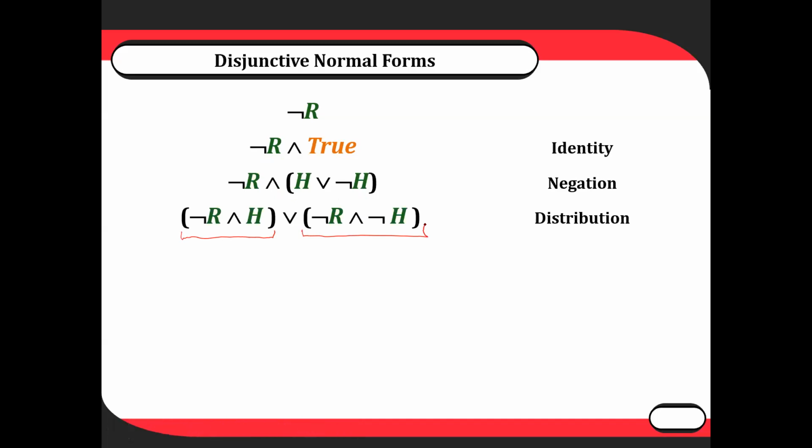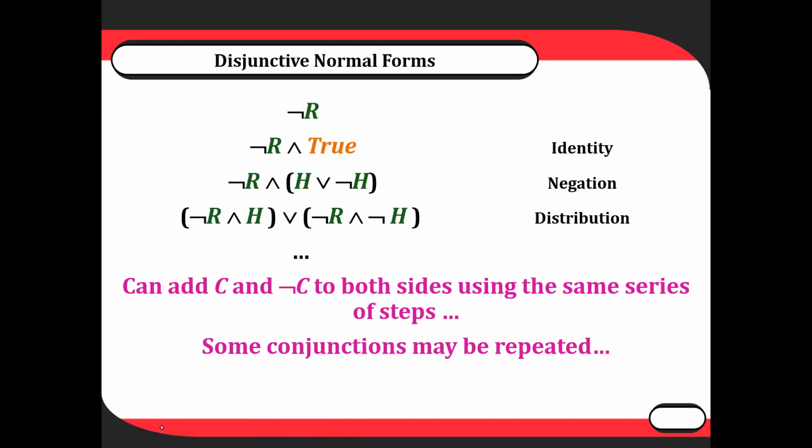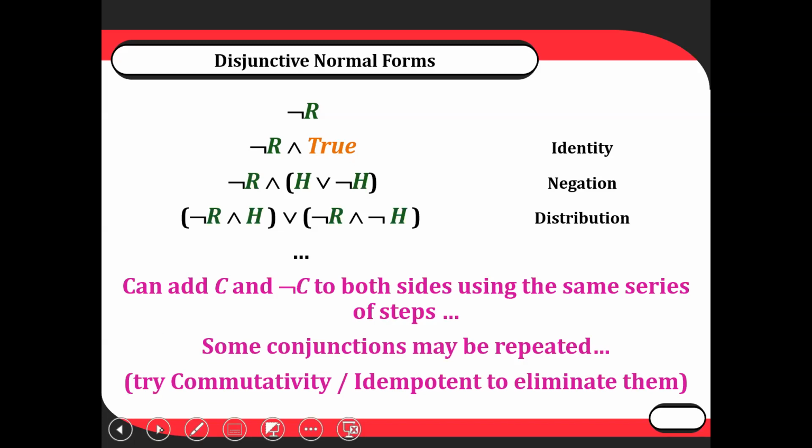Okay, so here we've distributed the R among the H and the not H. And then we can add C and not C to both sides using the same series of steps. So identity, negation, distribution to introduce new variables into your conjunctions. And then at the end, you might find, so this gets really long, as we saw, it's 5 conjunctions, and some of them might be repeated, and we can use commutativity and idempotent to eliminate the repeated.